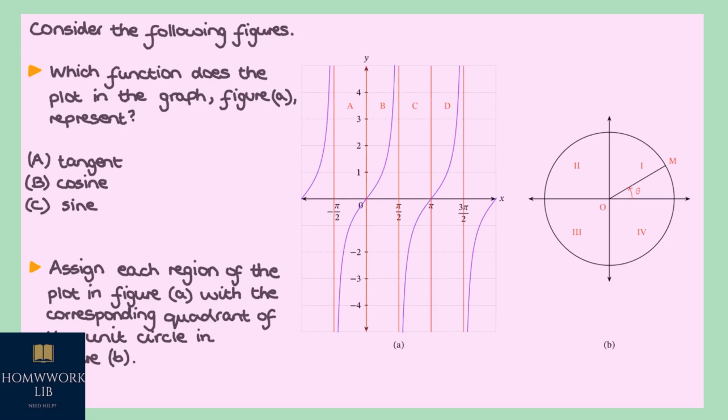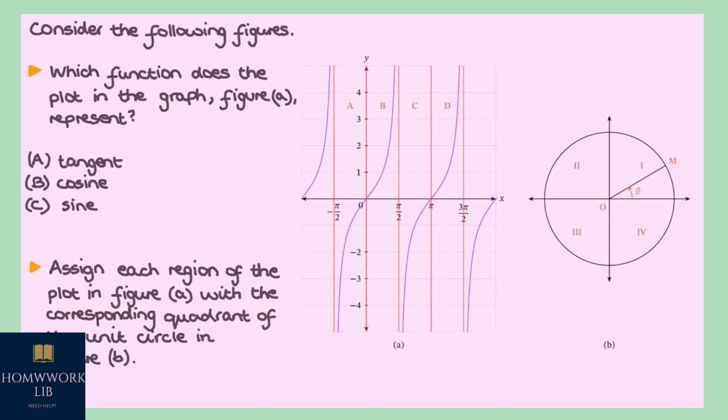Consider the following figures. Which function does the plot in the graph, figure A, represent? A tangent, B cosine or C sine? Assign each region of the plot in figure A with the corresponding quadrant of the unit circle in figure B.